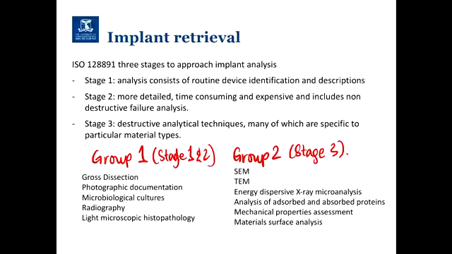TEM is just another microscopy technique. The X-ray microanalysis, if I'm right, should be a type of chemical analysis, so you're able to determine the chemical composition as well. So, has your implant been put in there, has it changed the chemistry? You're looking at adsorbed or absorbed proteins onto the surface, mechanical properties and material properties as well.